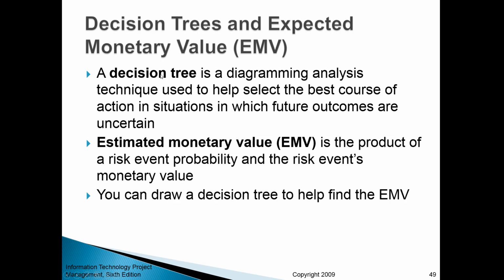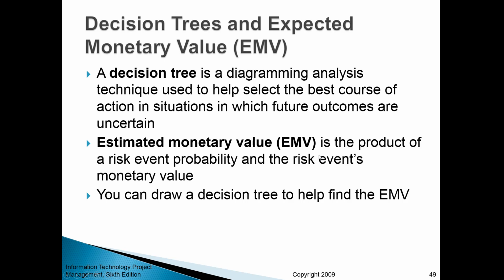So what is a decision tree? It's a diagramming, meaning visual analysis technique used to help select the best course of action in situations in which future outcomes are uncertain. One of the key concepts related to decision tree analysis is the so-called estimated monetary value. And it is the product of a risk event probability and the risk event's monetary value.